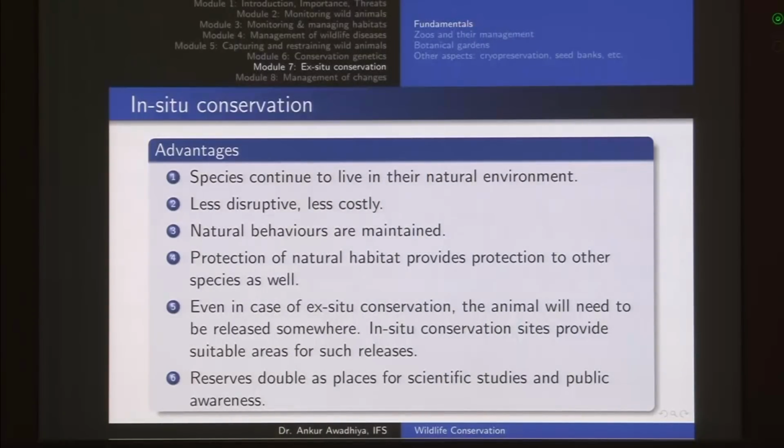Now even in the case of ex-situ conservation, the animal will need to be released somewhere, and in-situ conservation sites provide suitable areas for such releases.